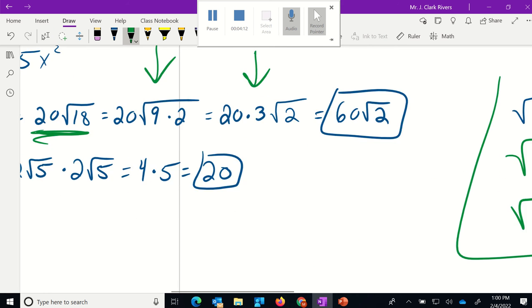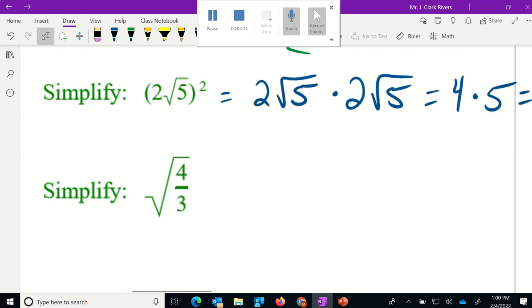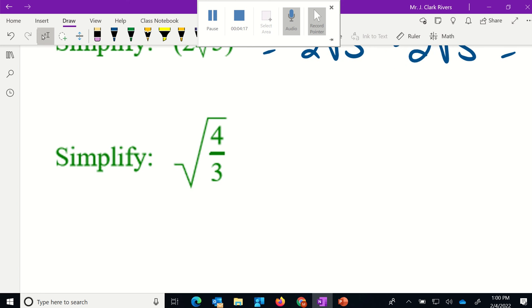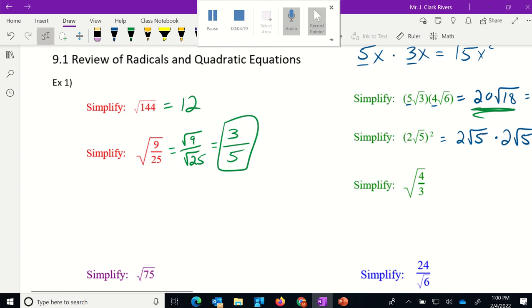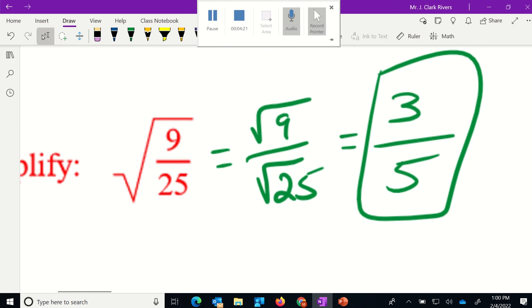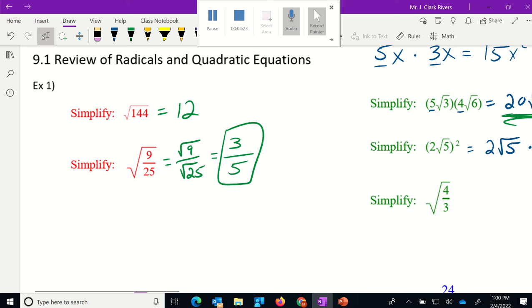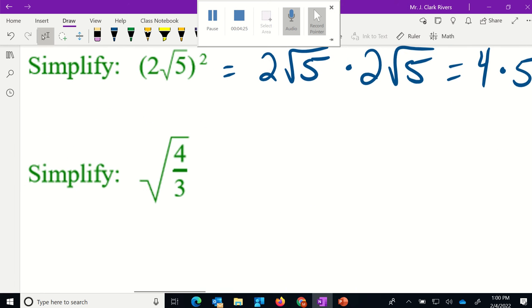I think you already knew that, though. Okay. Take a look at that one. Think back to the one we did over here. These two are similar. So see what you can do on this problem.